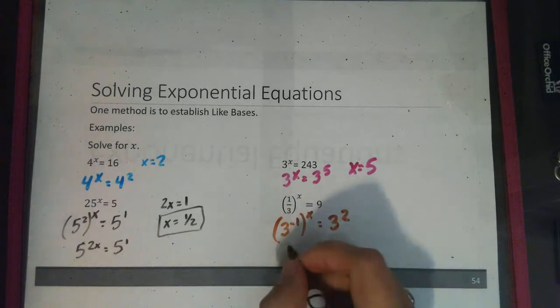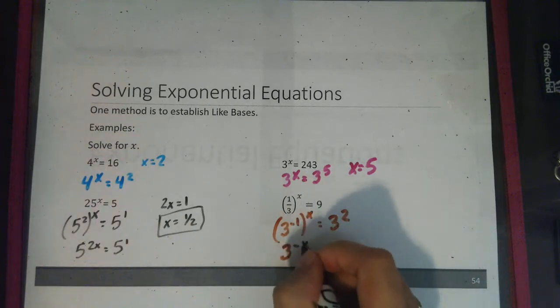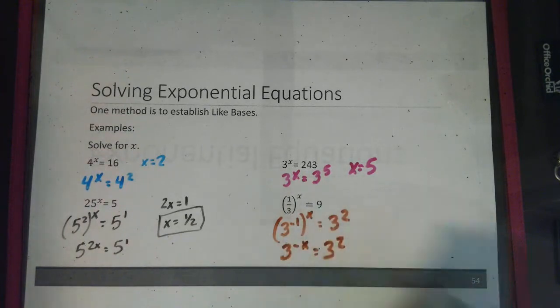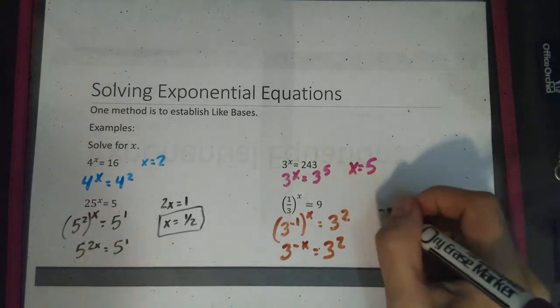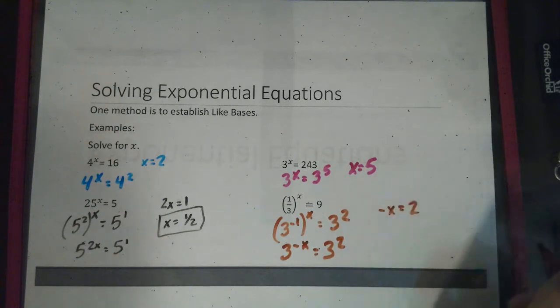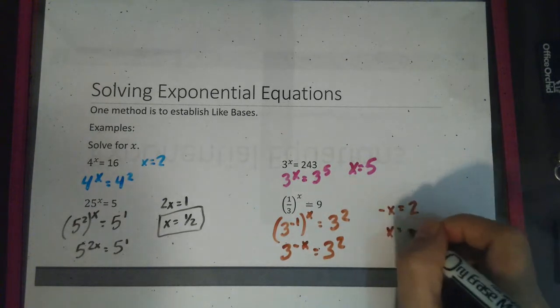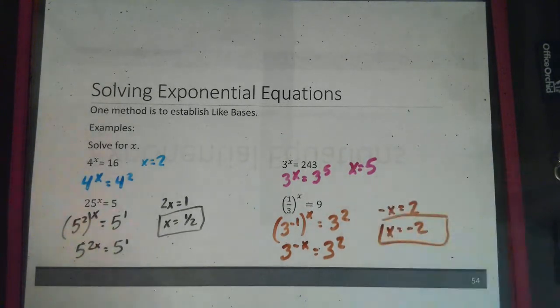If I multiply my exponents, I get 3 raised to the -x is equal to 3 squared. They have the same base and they're equal, so the exponents are equal. -x equals 2. Dividing by a -1, I get x equals -2. So using like bases is one way that we can use to solve exponential equations. Sometimes when they're simpler, this can be the best way to go, but not always is this going to be the best way, especially if you can't get like bases.